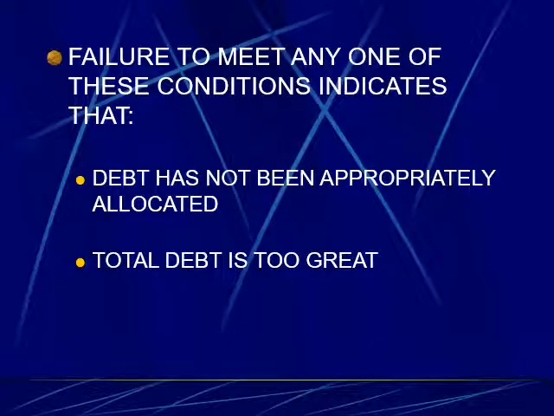Failure to meet any of these conditions indicates that debt has not been appropriately allocated. In other words, the structure of that debt has not been appropriately allocated relative to the repayment capacity of those assets, or the total debt is too great. Which often happens is that when the debt gets too great and the business is not able to meet those obligations, then it has a problem with repayment capacity.